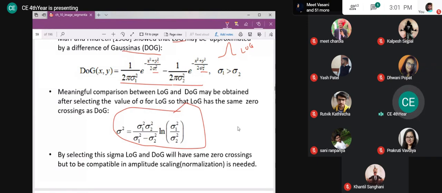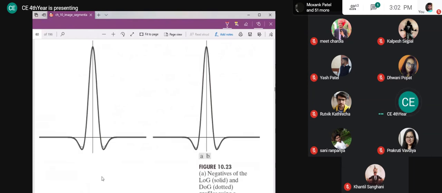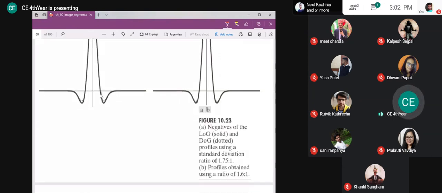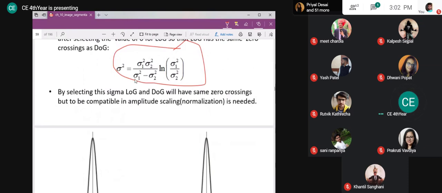Okay, so that is how they showed it. The solid curve is of the LoG filter, and the dotted curve, if you can see, is obtained from DoG. If I say DoG curve, I have used sigma 1 and sigma 2, and then this Laplacian is obtained using the sigma, and how to obtain the sigma value using this equation, right?